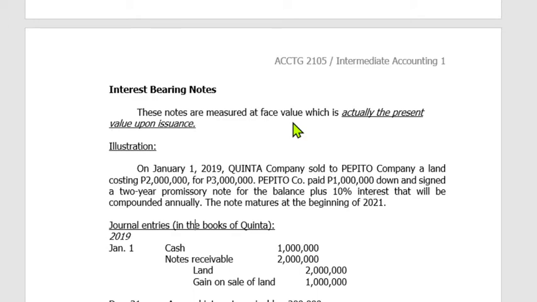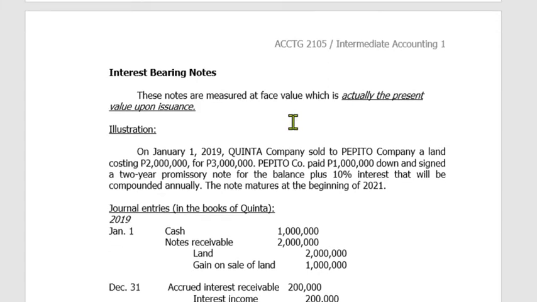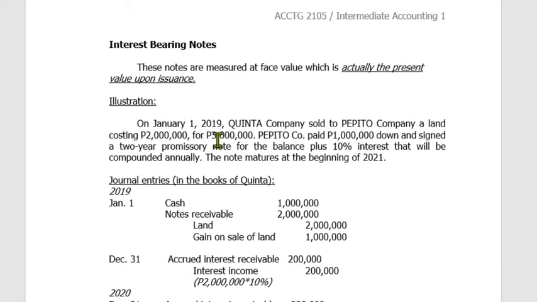So, let us illustrate. On January 1, Quinta Company sold to Pepito a land costing 2 million for 3 million. So, si Quinta, nagbenta siya kay Pepito ng land for 3 million, which ang original cost is 2 million. Pepito paid 1 million down. So, 1 million ang down payment, and then the difference is evidenced by a promissory note. So, magkano yung difference? 2 million. 2 million is payable in a 2-year promissory note daw.